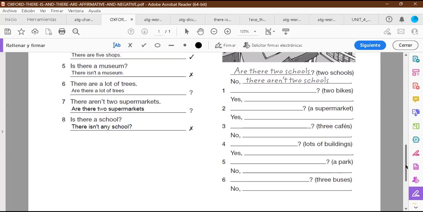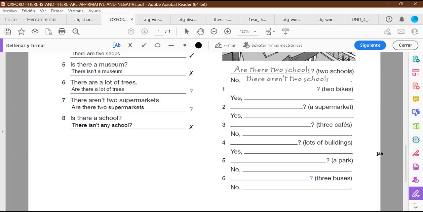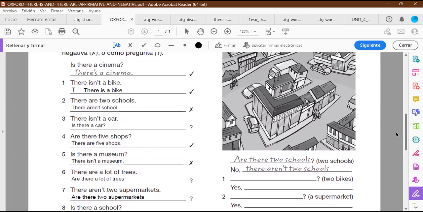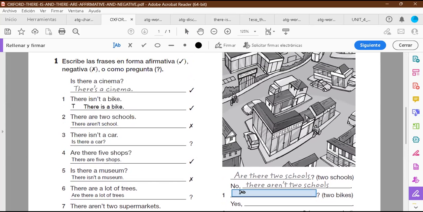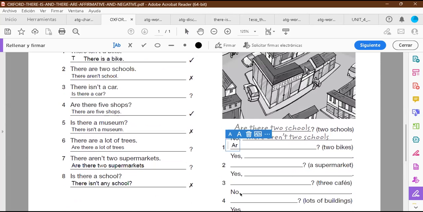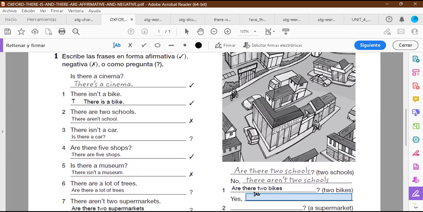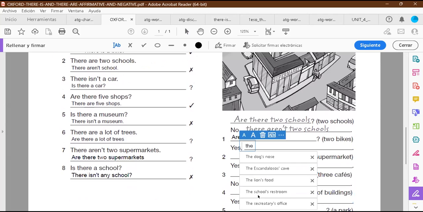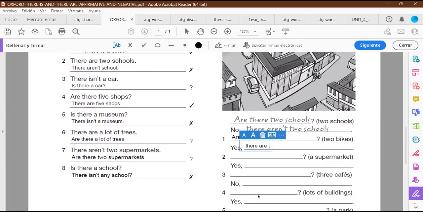Okay, look at this. Two bikes. What do you think? Are there two bikes? Okay. The answer is? Yes. Long answer? There are two bikes. Perfect.